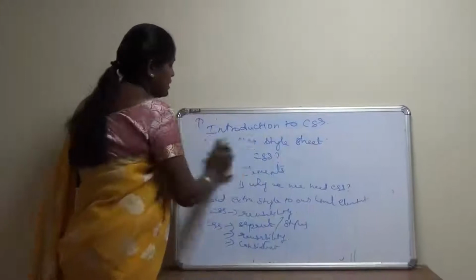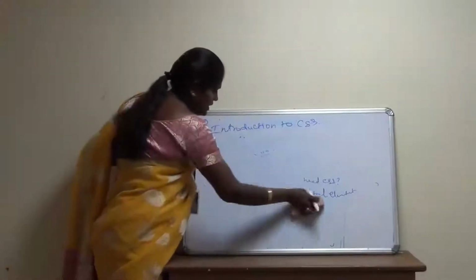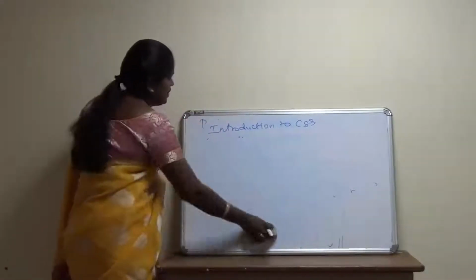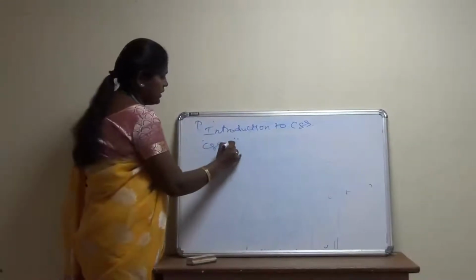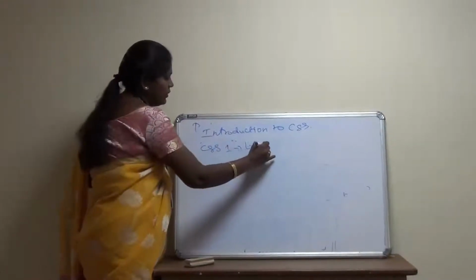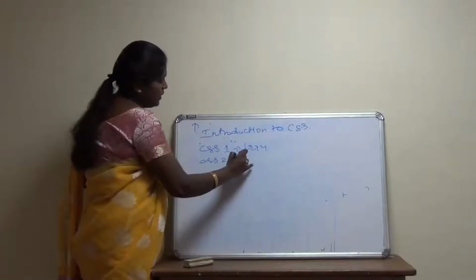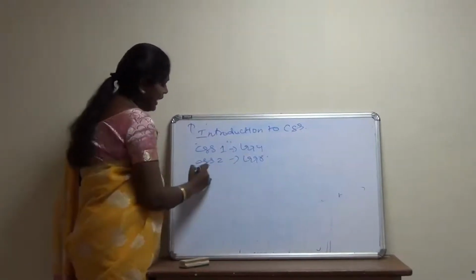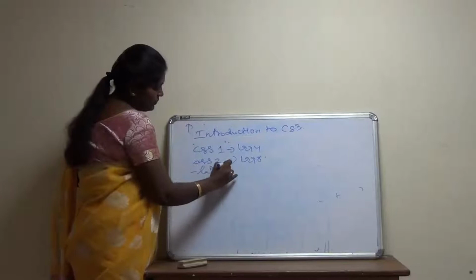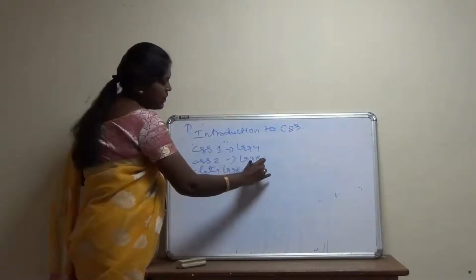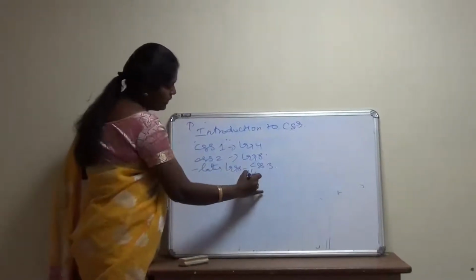Now we are going to discuss the generations of CSS. The first version of CSS was developed in 1994. The second version was developed in 1998. Later, CSS3 evolved. It is still evolving.